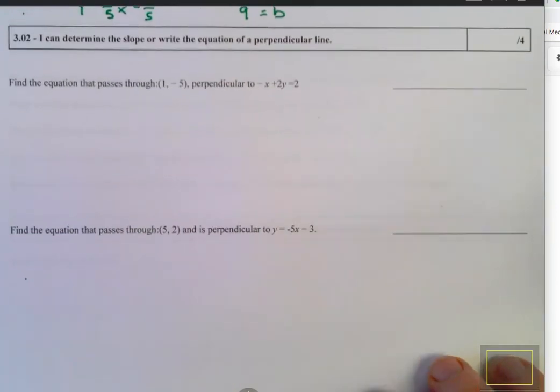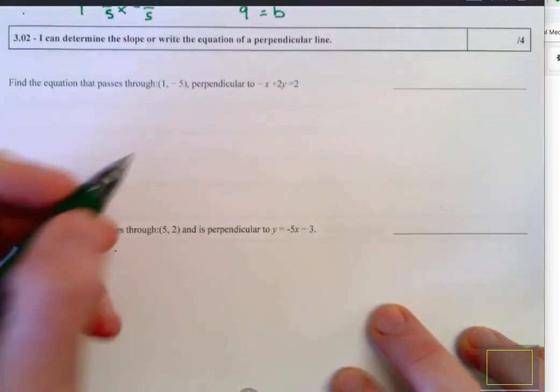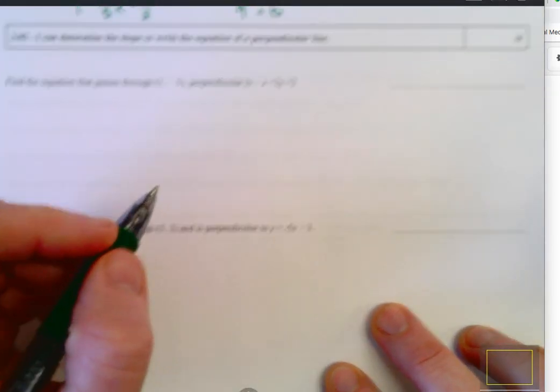3.02, I can determine the slope or write the equation of a perpendicular line. Okay, so before we start, let's refresh our memory about perpendicular lines and their slopes.